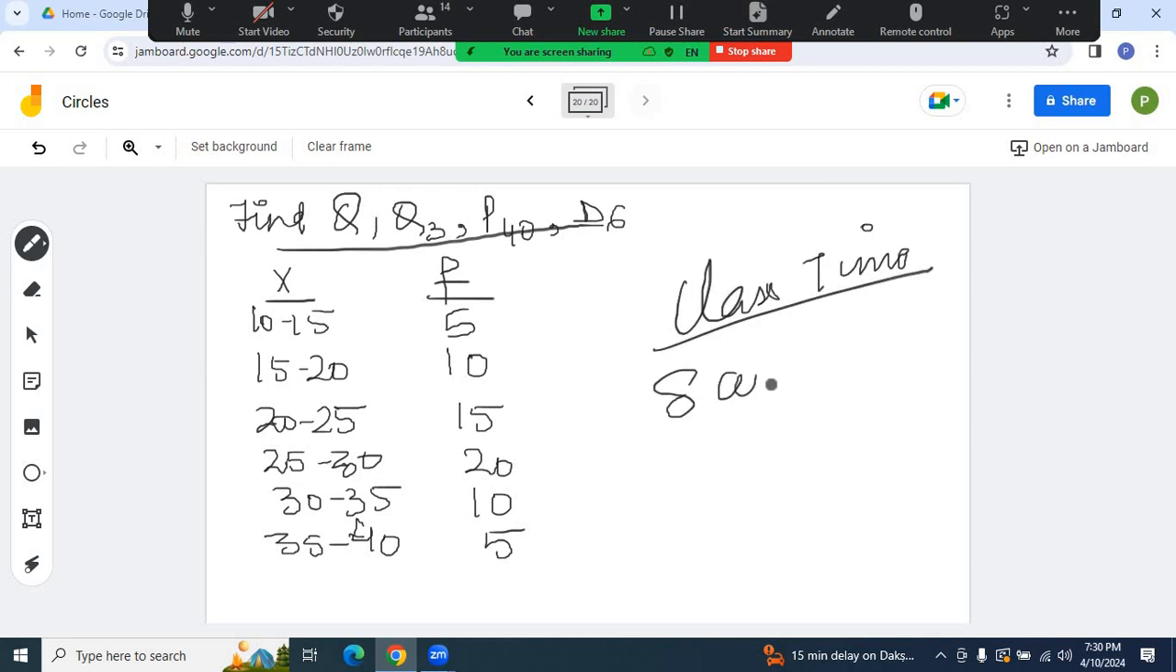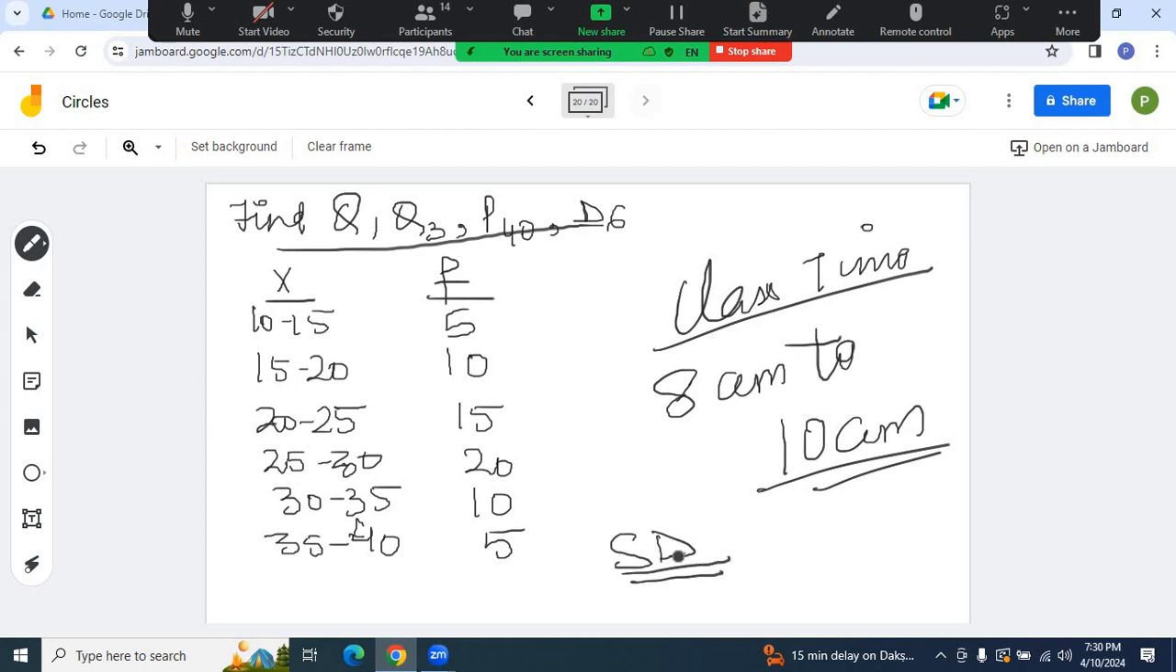And tomorrow, I repeat, class time is morning 8 a.m. to 10 a.m. and I will be covering the last topic of dispersion, standard deviation, and then I will be starting the topic of correlation. Standard deviation and correlation I'll cover tomorrow.